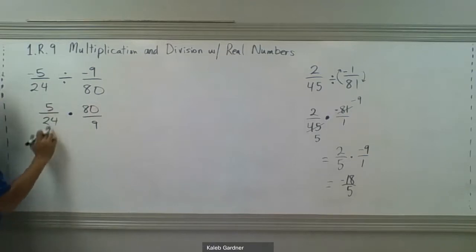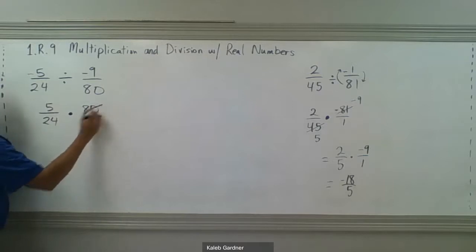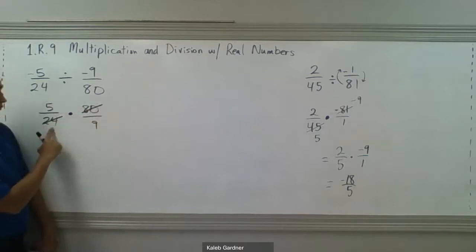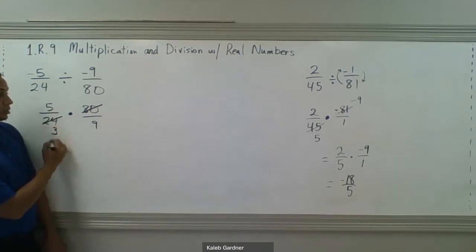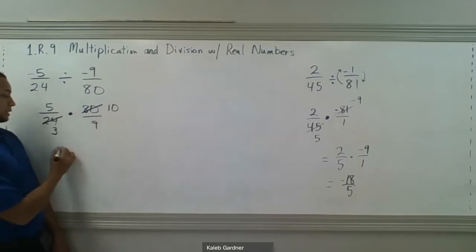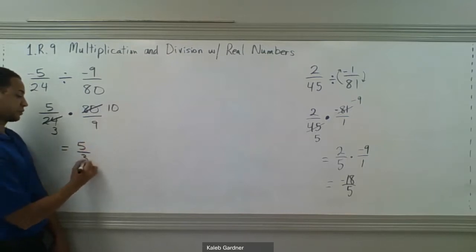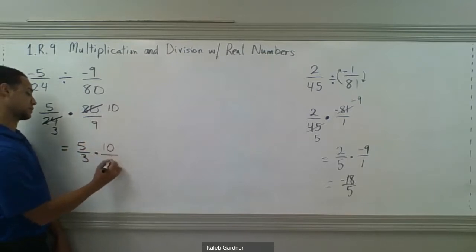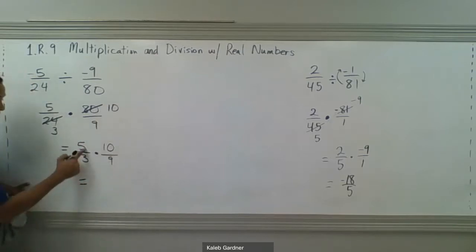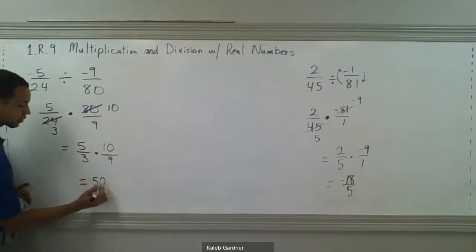Let's reduce. 5 doesn't reduce with either, but 80 reduces with 24, both of them by 8. So 24 divided by 8 is 3. 80 divided by 8 is 10. I'm going to rewrite this as 5/3 times 10/9. All right, let's finish it off. Multiply 5 times 10 is 50 over 3 times 9 is 27.